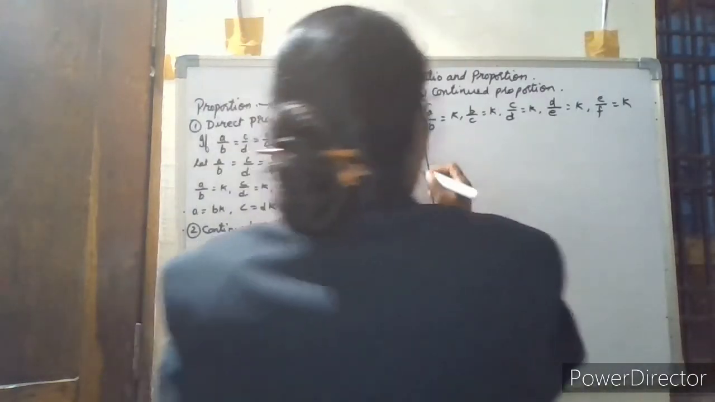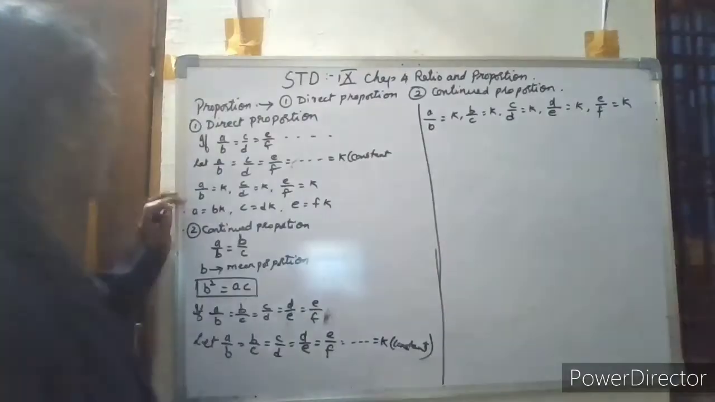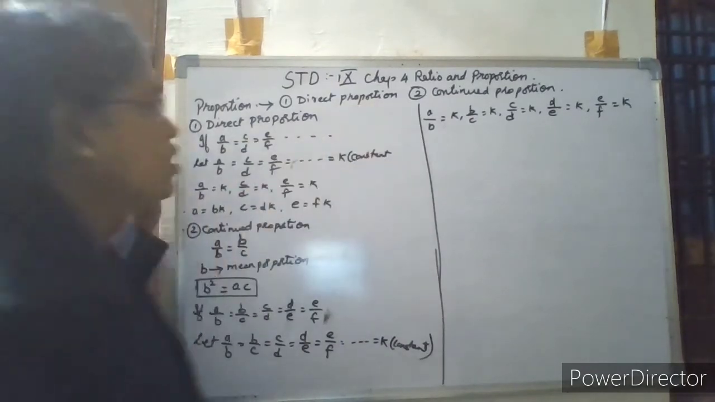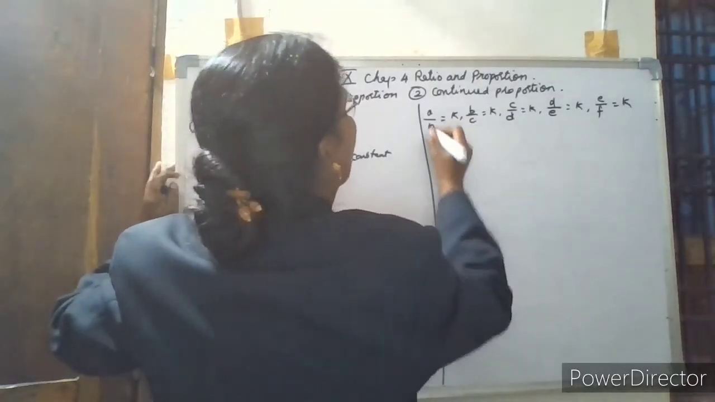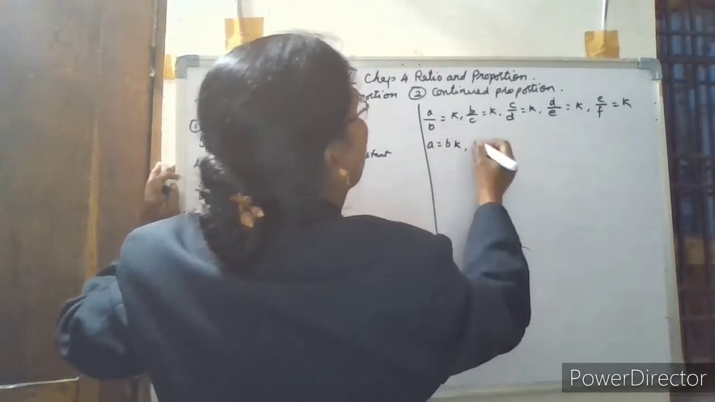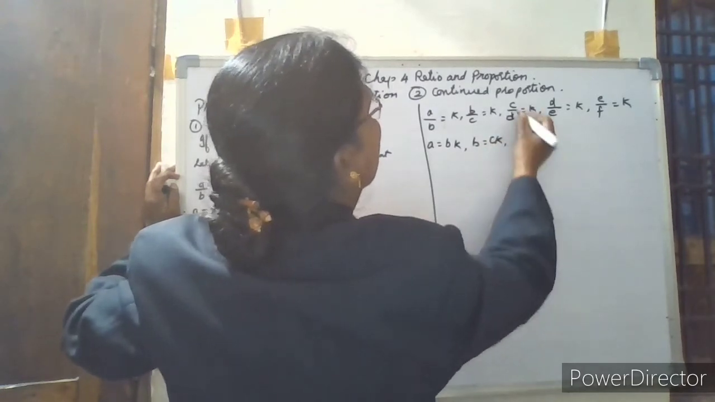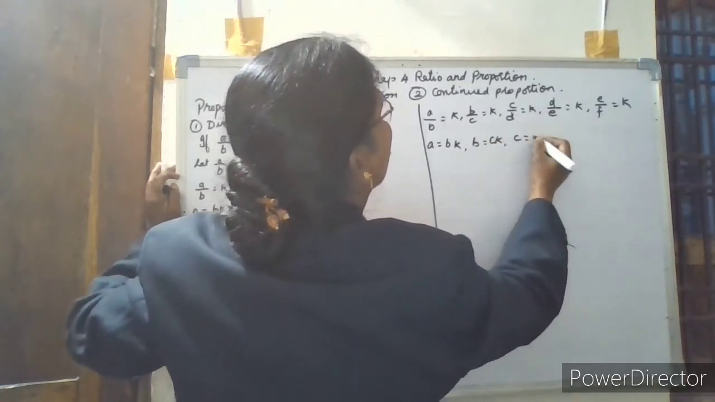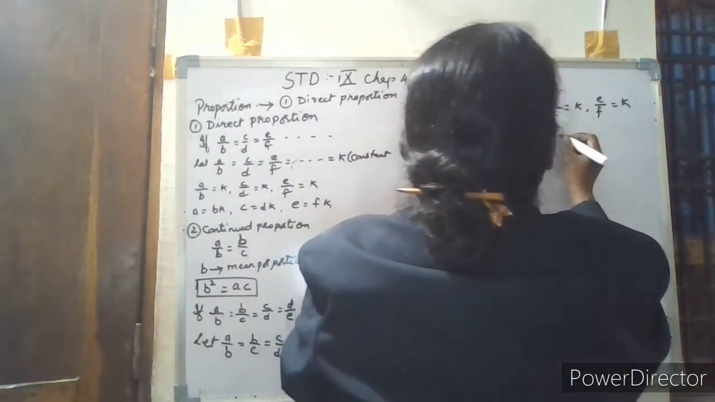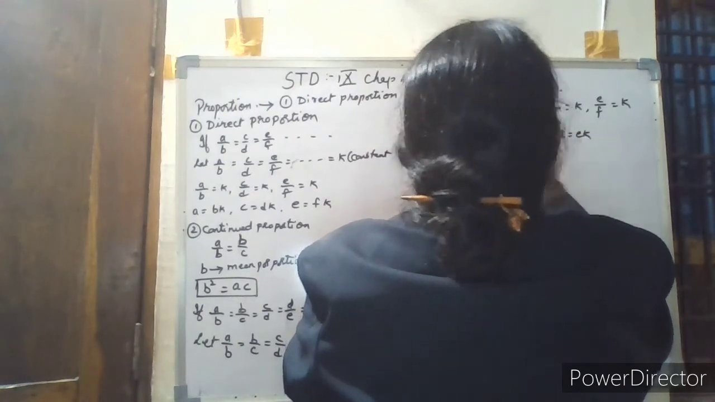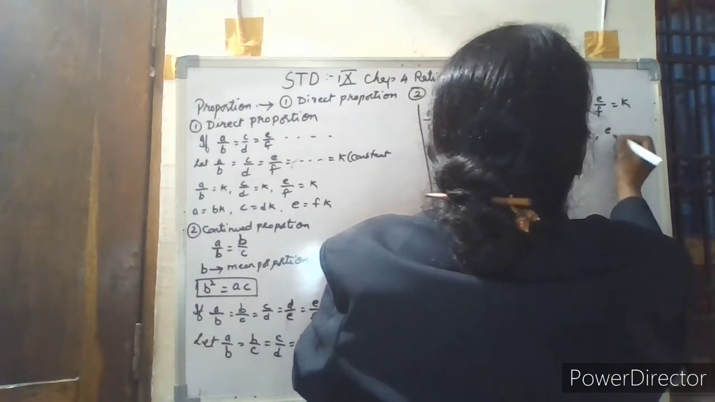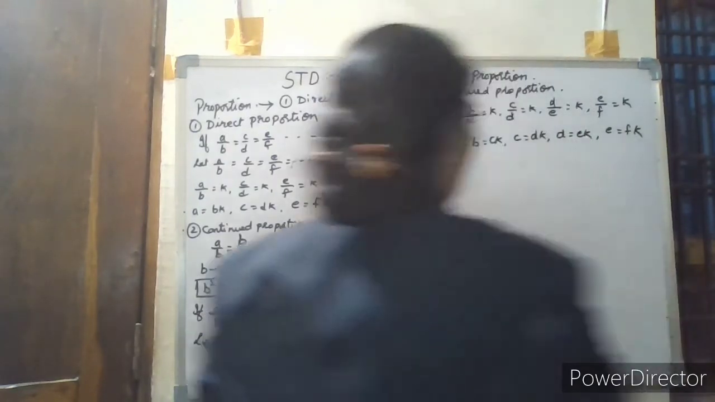In direct proportion, we directly found the values of A, C and E. But here it is not like that. By cross product, the A value will be equal to BK. Then B value is equal to CK. C value is equal to DK. Then D value is equal to EK. And E value is equal to FK. We have it in this form.